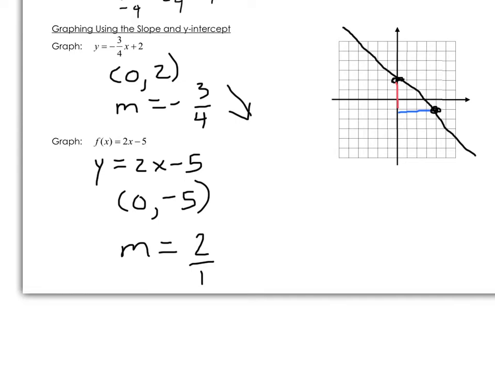So we start with (0, -5), and we rise by 2, and we run by 1. It's a positive slope, so our line is going uphill. And that's approximately where our line is.